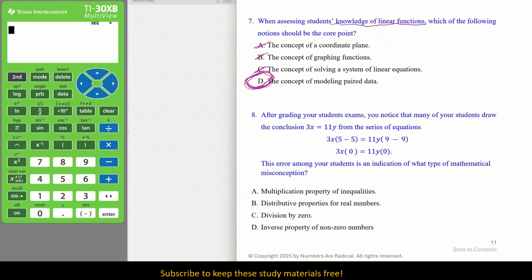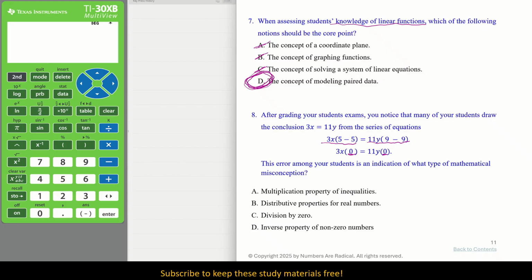All right, so let's look at number 8. After grading your students' exams, you notice that many of your students draw the conclusion 3x equals 11y from the series of equations. Okay, so if we start here in this situation, okay, I got that. So you're going to start the students from here. But then the student says this equals 0. Well, unfortunately, that's a fallacy.